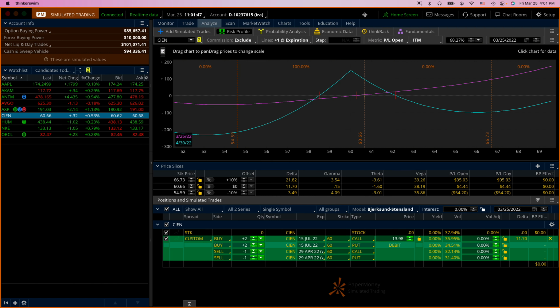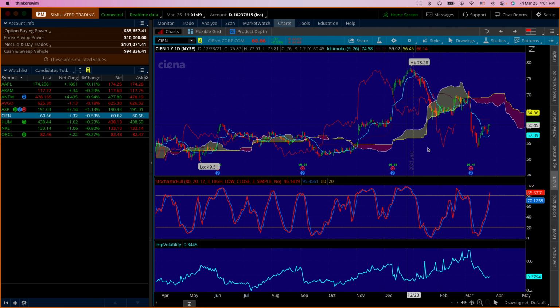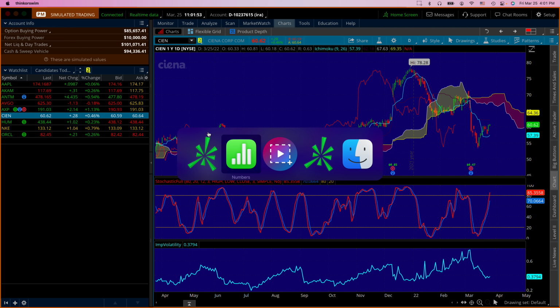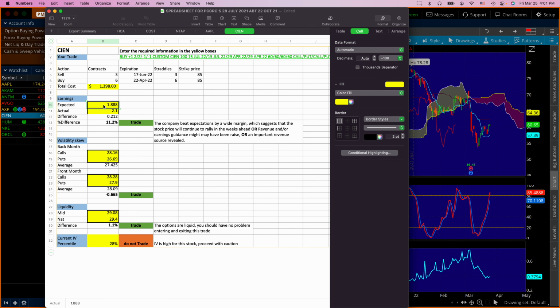Earnings came at 47 cents. The estimate was 36 cents. 0.36, 0.47. That's a 30% beat, really good beat. So you'll be motivated. The stock could move strongly up. Okay. Despite the decline here, let's move on to the volatility skew.